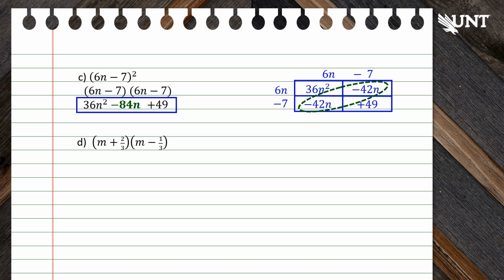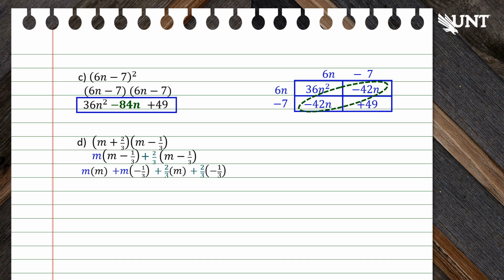In this case, we are going to distribute. The first term we have is m, and it's going to distribute the second binomial. So we write it as m times m minus 1/3, and then we distribute the positive 2/3, so plus 2/3 times m minus 1/3. From here, we distribute again. M times m, m times negative 1/3, don't forget that sign. Now we distribute the 2/3. 2/3 times m, 2/3 times negative 1/3.